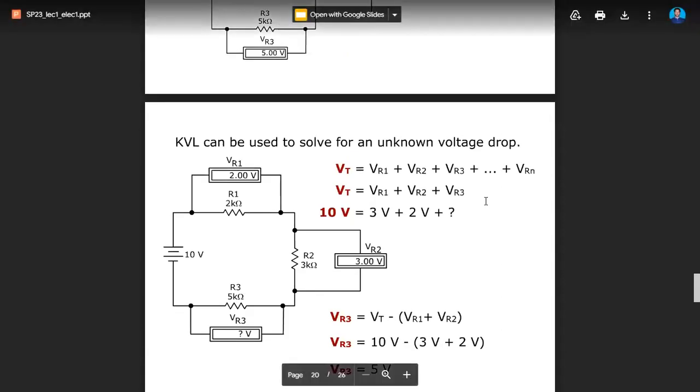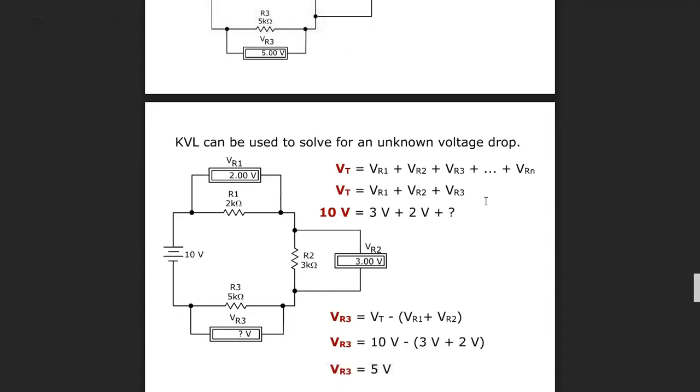We can use these theorems or laws to solve different circuits, to find any unknown voltage if we know all of the voltages from the other circuit elements in that loop.